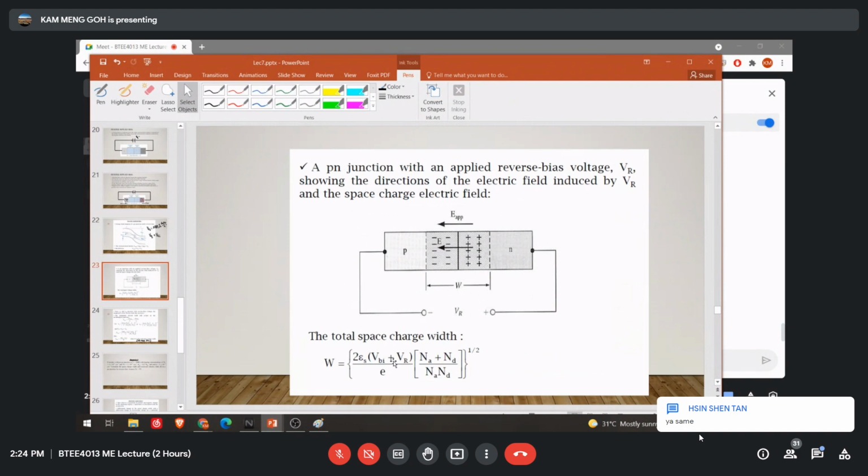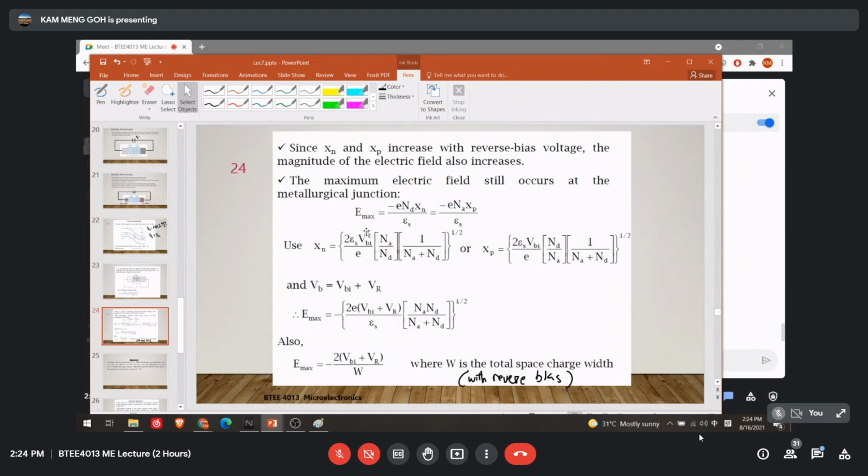So for the remaining, for example, the width, you also need to consider this. For example, your SN. Okay. This VBI, you also need to add VR. VBI plus VR. VBI also needs to add VR. Okay. Then your Emax, you also need to consider this VBI and VR.